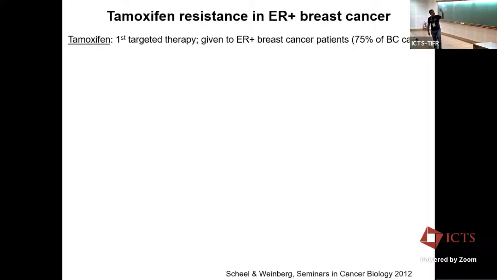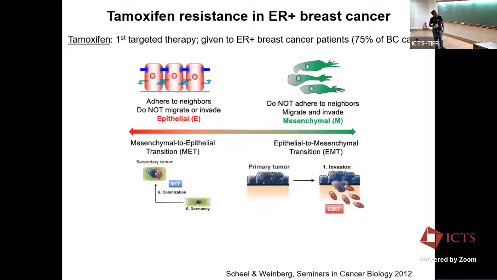Now we start looking at one other case study. This was resistance to tamoxifen, which was actually the first targeted therapy that came up. It is given to estrogen receptor positive breast cancer patients, which has the maximum number of breast cancer cases. Again, the idea of EMT, Herbie already talked about earlier, so I'm not going into the details. EMT usually happens when cells begin to get out of the tumor. MET usually happens when cells are trying to settle at the tumor.